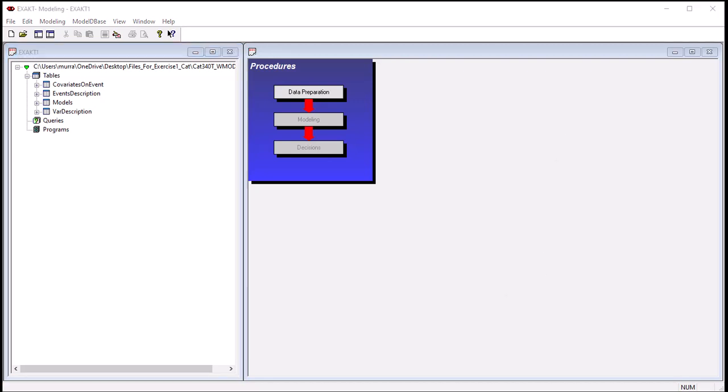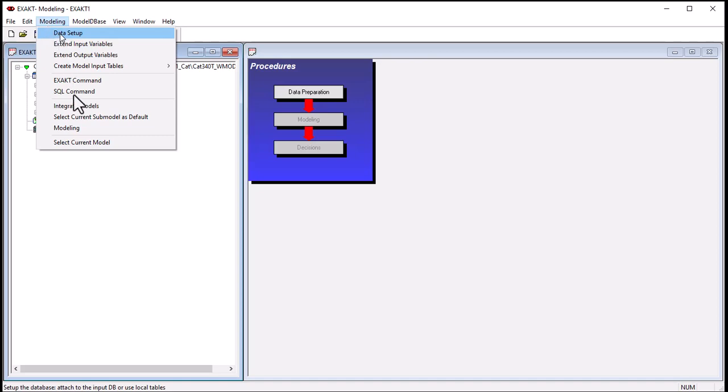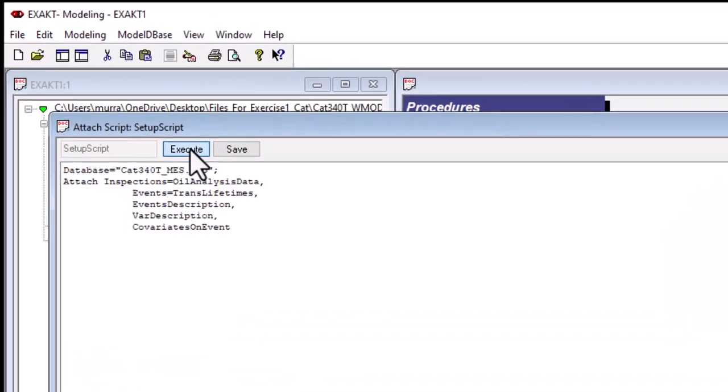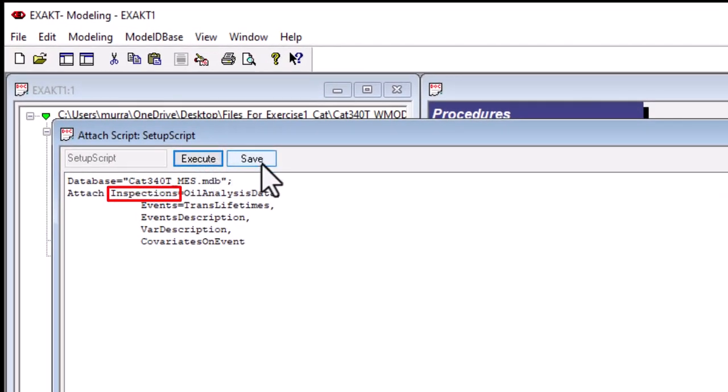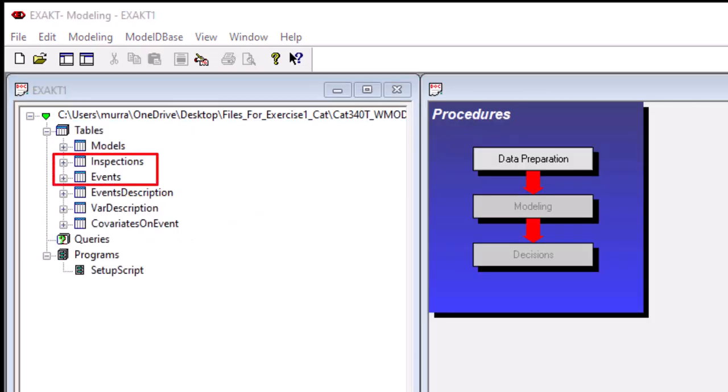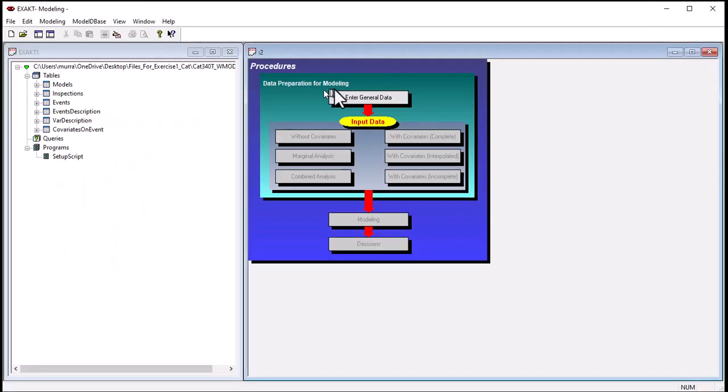We start building our predictive model in this first screen. Point the model at the database and tables that contain the event and monitored condition data. Those tables now appear in the tree view on the left. Now I enter the project's general information.